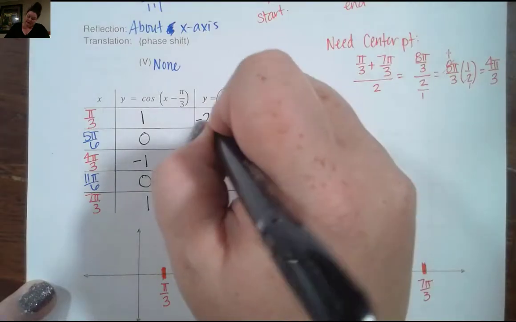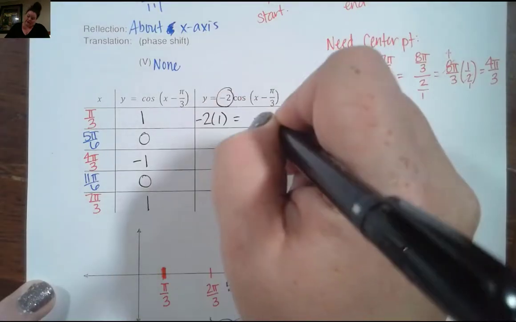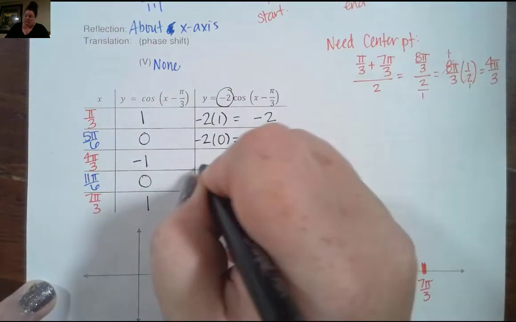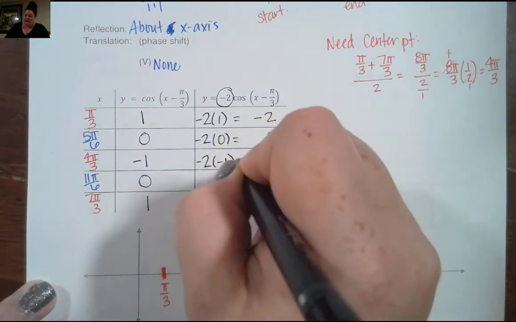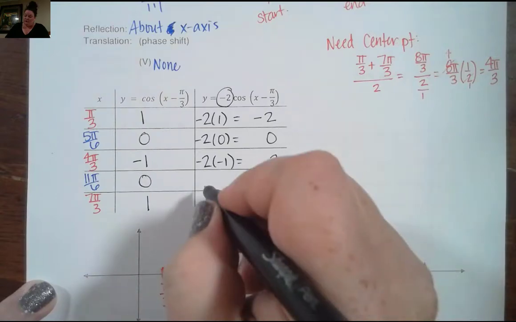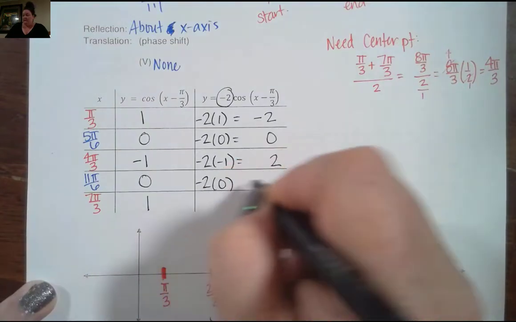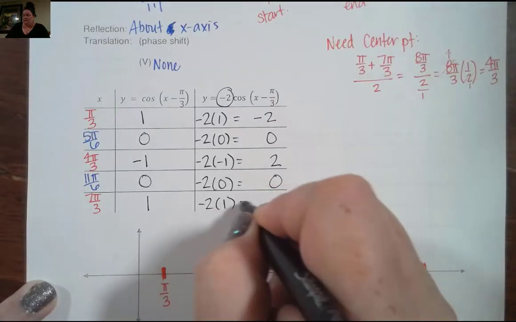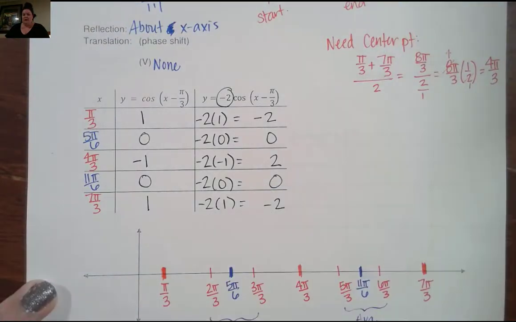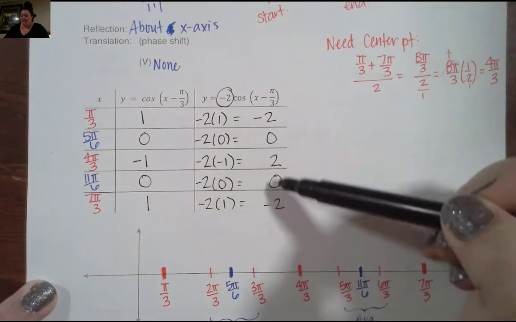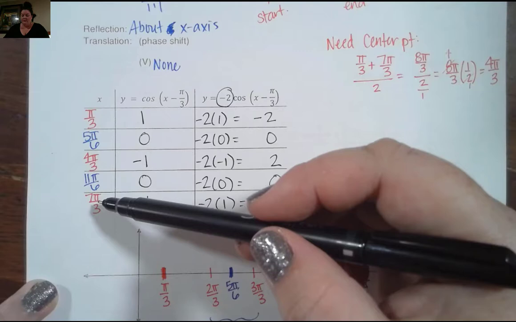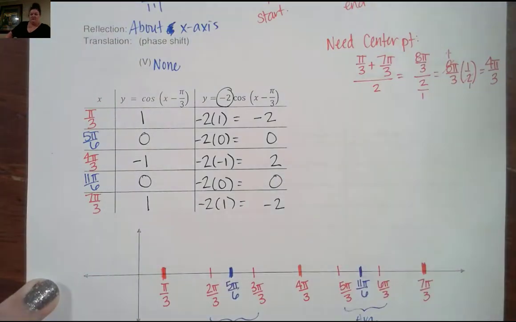So -2 times 1 makes this a -2. -2 times 0 makes this a 0. -2 times -1 puts us up at 2. -2 times 0 is at 0. -2 times 1 puts us back down at -2. So I'm going to go ahead and plot these y values for our given x's, and then we'll double check our amplitude, our phase shifts, and all that good stuff.